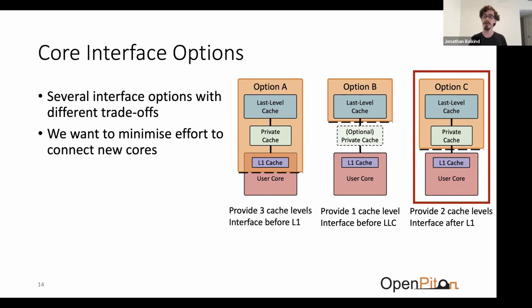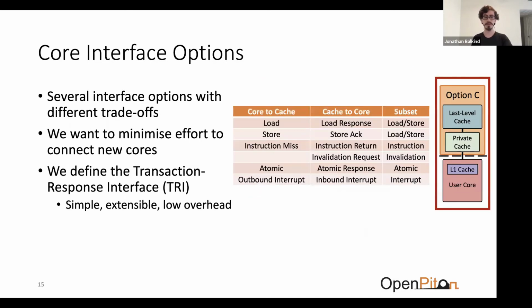But that's after the L1, and so it's a kind of lower performance, lower bandwidth and latency requirement than option A. But also we have the more thorough validation opportunity of option B. So we defined this new interface, the black dotted line that you can see here, called the transaction response interface, or TRI. And the idea is that TRI should be simple.